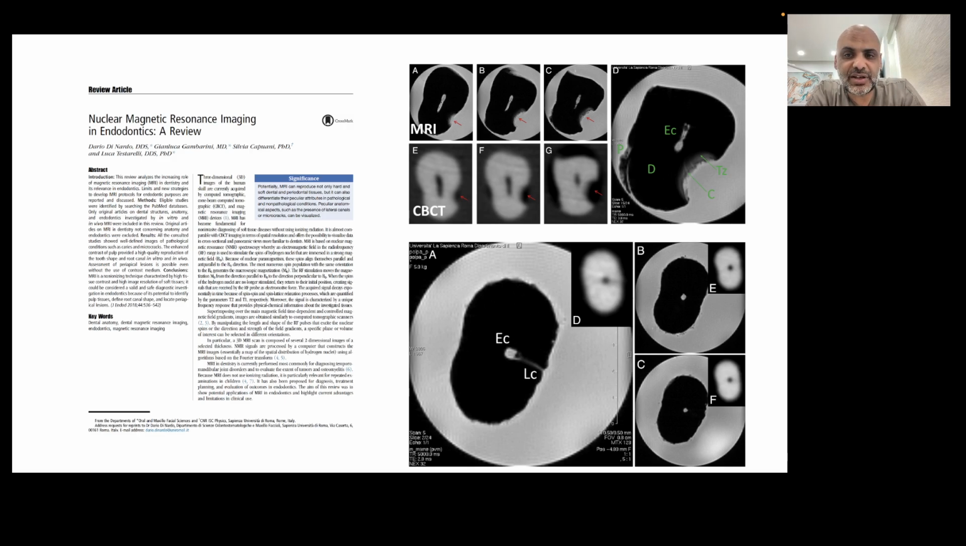There's a special MRI for dentistry, and this MRI can be used easily to detect resorptive defect, anatomy, cracks and things like that.